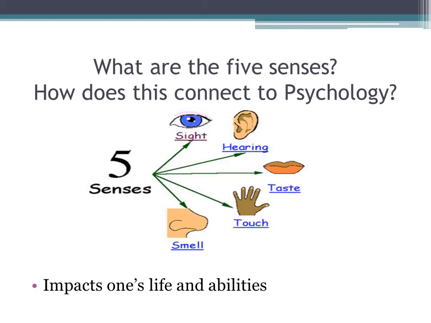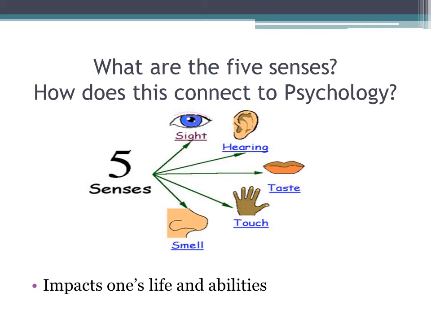So let's start overall. What are the five senses? Hopefully you learned this many years ago, but your five senses are sight, hearing, taste, your ability to touch, and smell. And so now the question begins to come into mind, how does this connect to psychology?